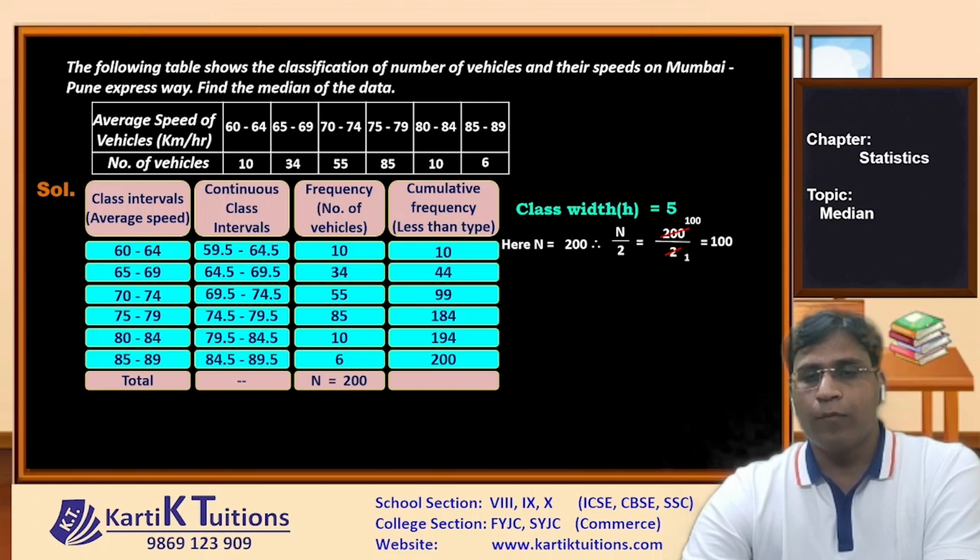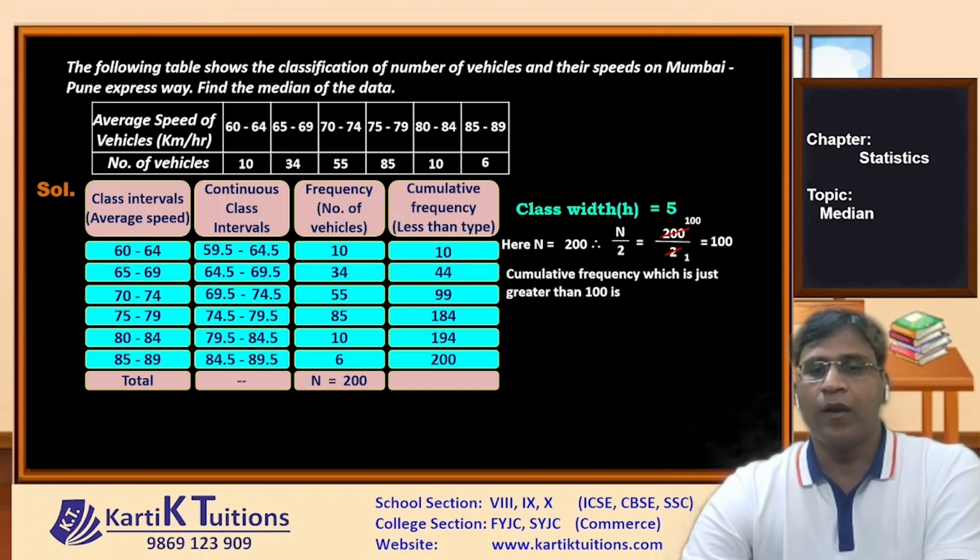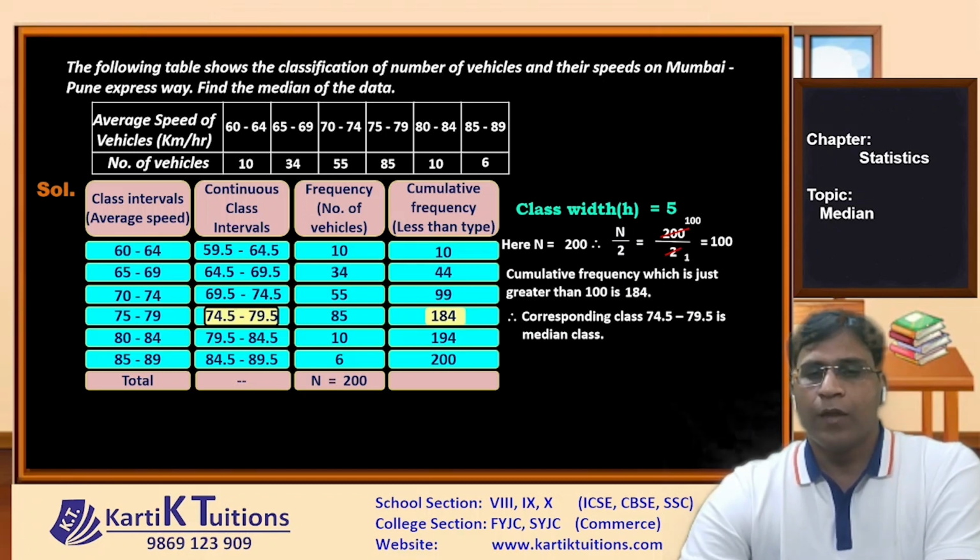Now check the cumulative frequency column. Is 100 visible anywhere in the column? No. So let's see which value is just greater than 100. 184. So the class having that value becomes your median class. So here 74.5 to 79.5 is your median class. Now frequency of that class becomes your F. So your F is 85.